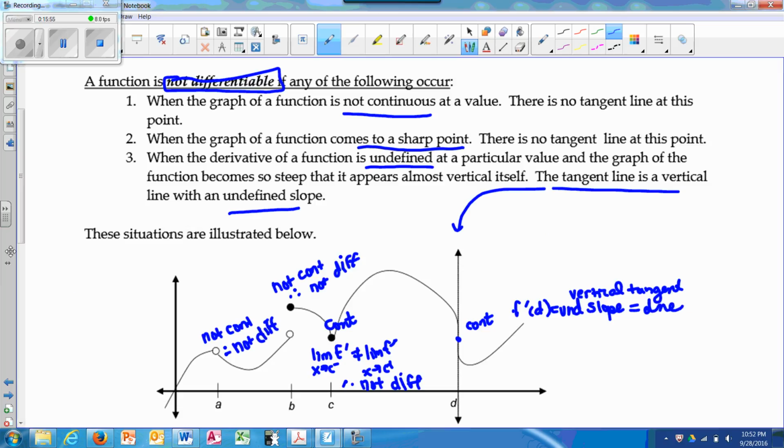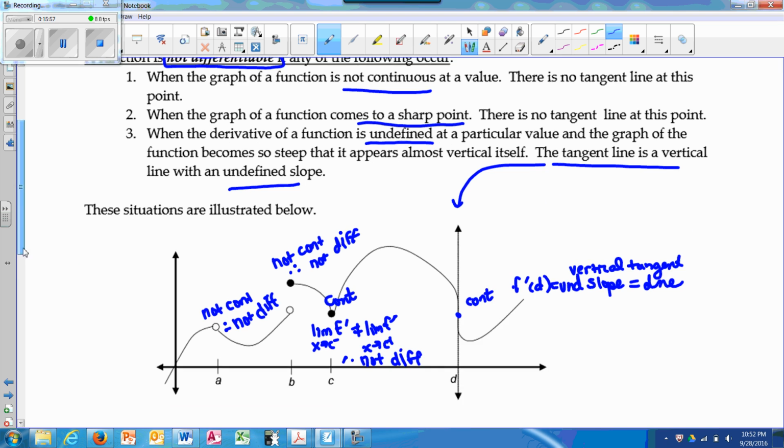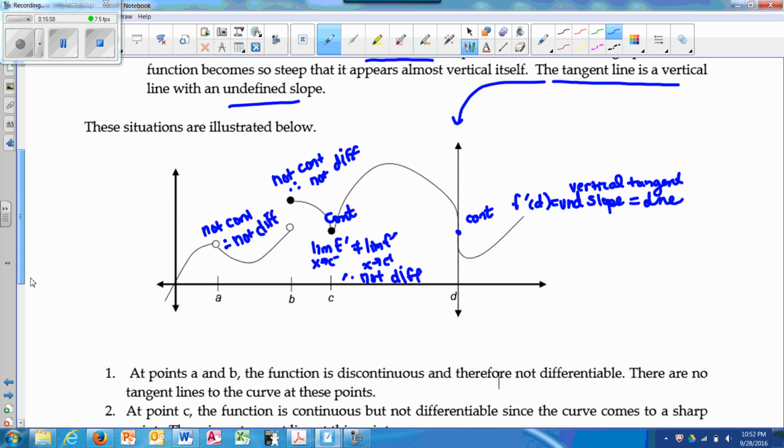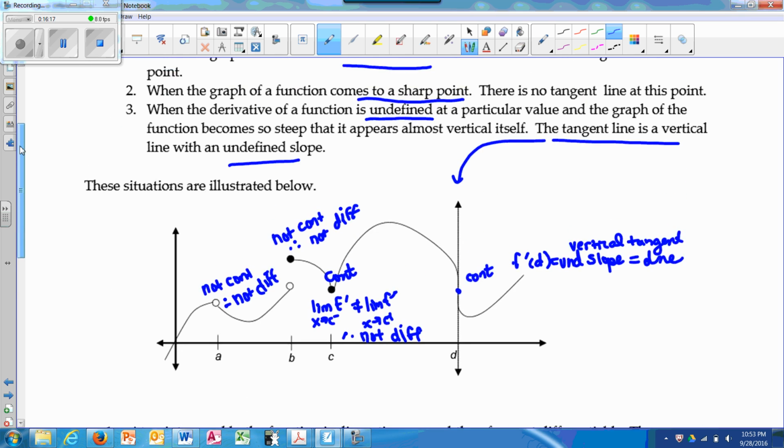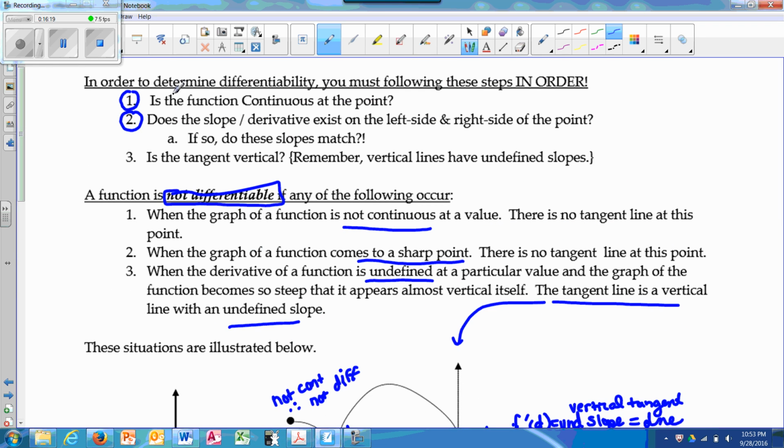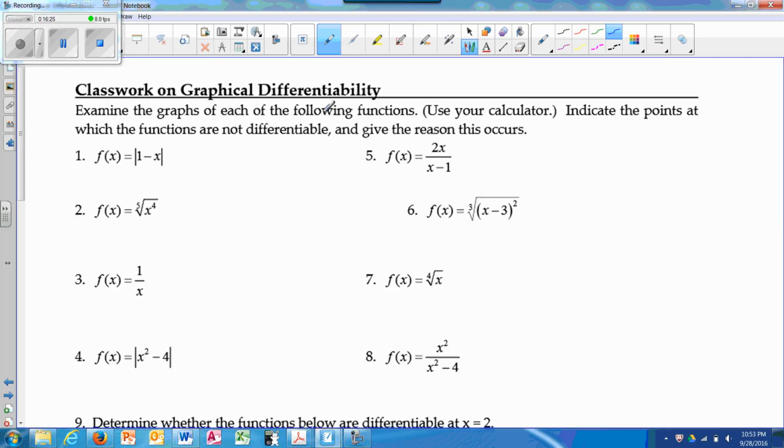Finally, at C, we have continuity. Left equals right equals function value. However, the derivative does not exist because we have an undefined slope. So when we have a vertical tangent, that means we have an undefined slope. So the limit, or the derivative, which is the limit by definition, does not exist.